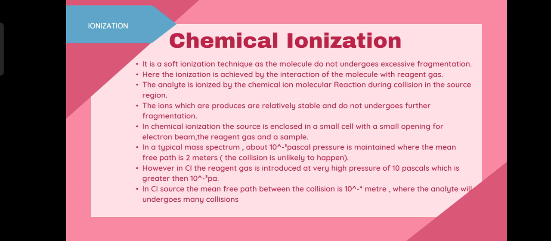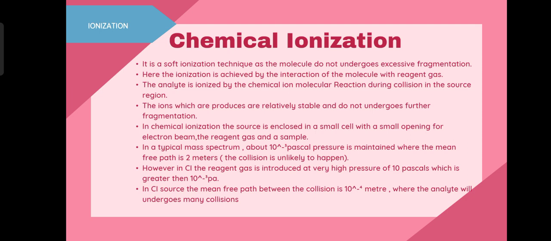So what happens in chemical ionization is that it consists of an enclosed chamber, or a small cell, which has three different openings. One is for the electron beam, another is for the reagent gas, and the third opening is for the sample. Now in a typical mass spectrometer, about 10 raised to power minus 3 pascals pressure is maintained, where the mean free path is found to be 2 meter and collision is unlikely to happen.